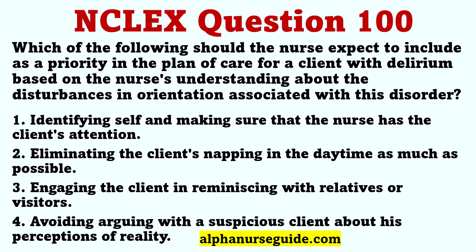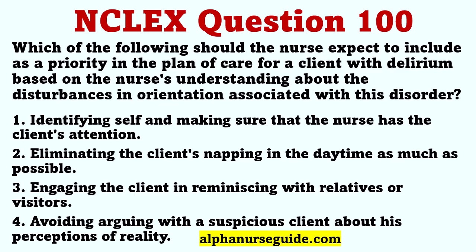Which of the following should the nurse expect to include as a priority in the plan of care for a client with delirium based on the nurse's understanding about the disturbances in orientation associated with this disorder? 1. Identifying self and making sure that the nurse has the client's attention. 2. Eliminating the client's napping in the daytime as much as possible. 3. Engaging the client in reminiscing with relatives or visitors. 4. Avoiding arguing with a suspicious client about his perceptions of reality. The correct answer is 1.